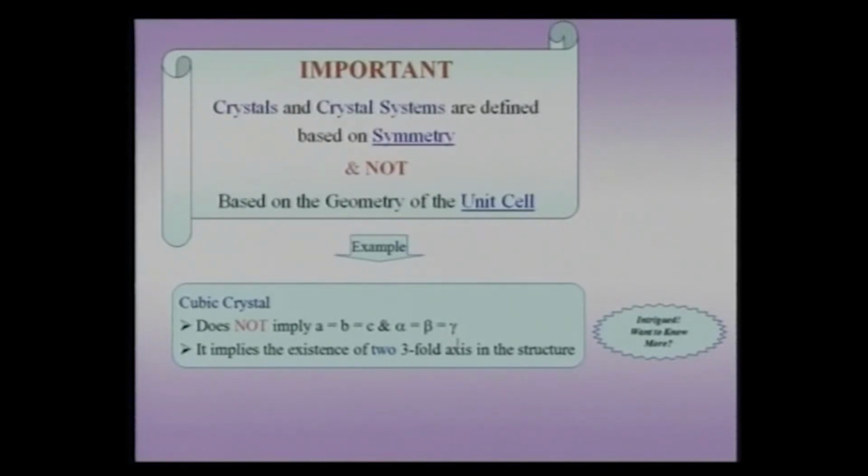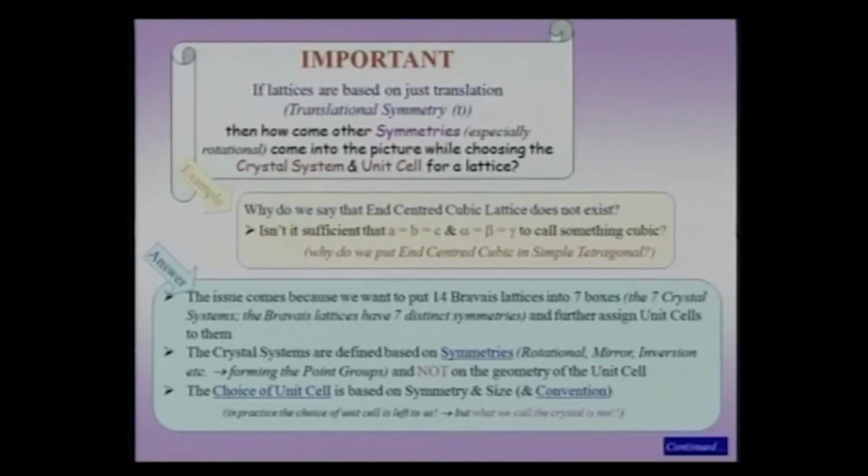Now the reverse is however true. If I already have a cubic crystal, then I will obviously make a choice of a unit cell axis, which is A equal to B equal to C, alpha equal to beta equal to gamma equal to 90 degrees. So now we can ask ourselves a few questions which are very, very important.